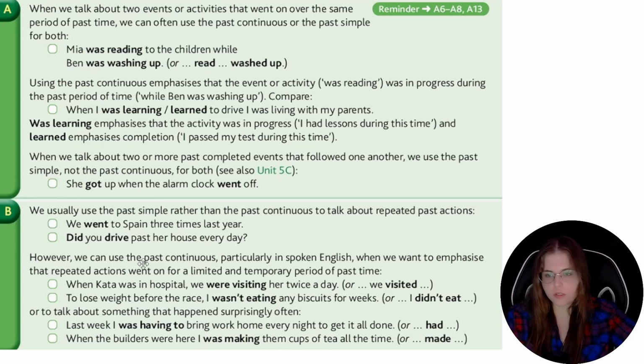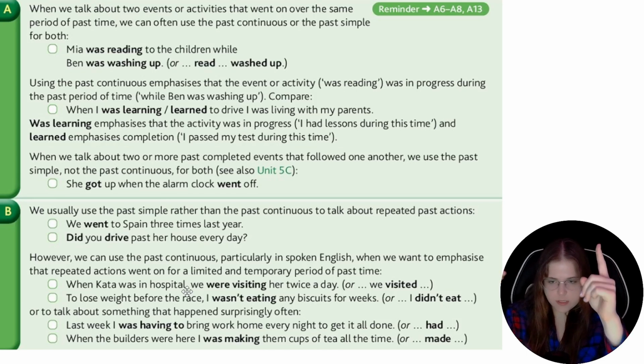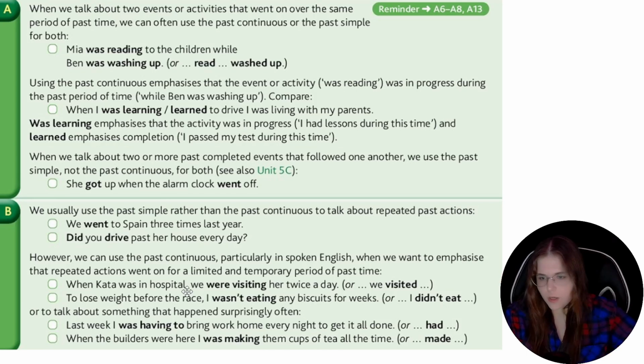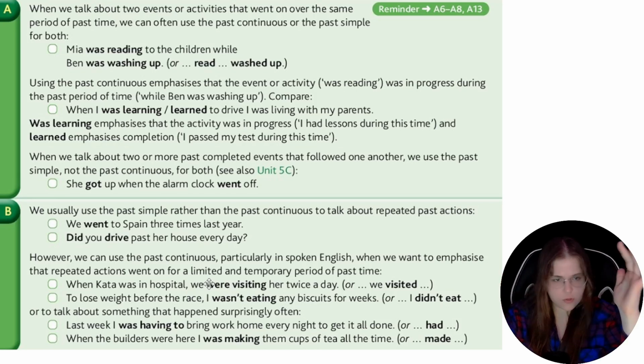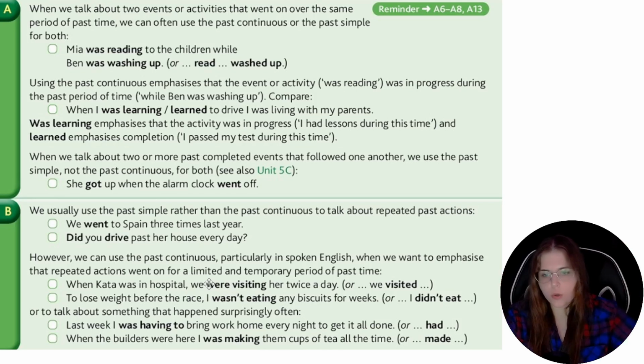However, we can use the past continuous, particularly in spoken English, when we want to emphasize the repeated actions went on for a limited and temporary period of time. When Kata was in hospital, temporary period of time, limited period of time, we were visiting her twice a day, or we visited her. If we want to emphasize the limited period of time, we use past continuous. We were visiting.